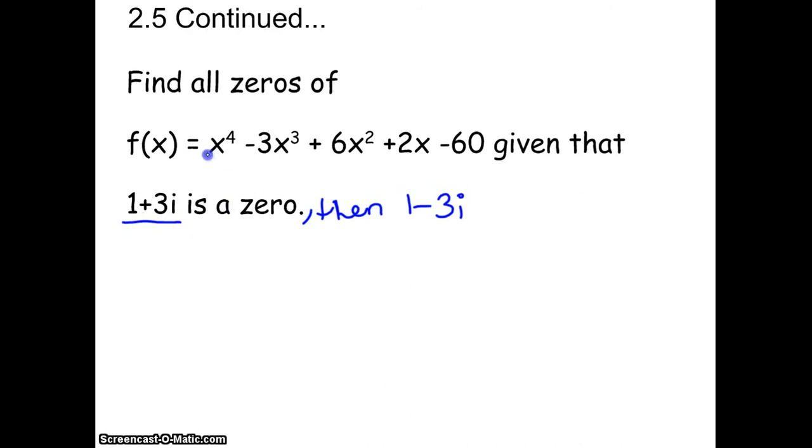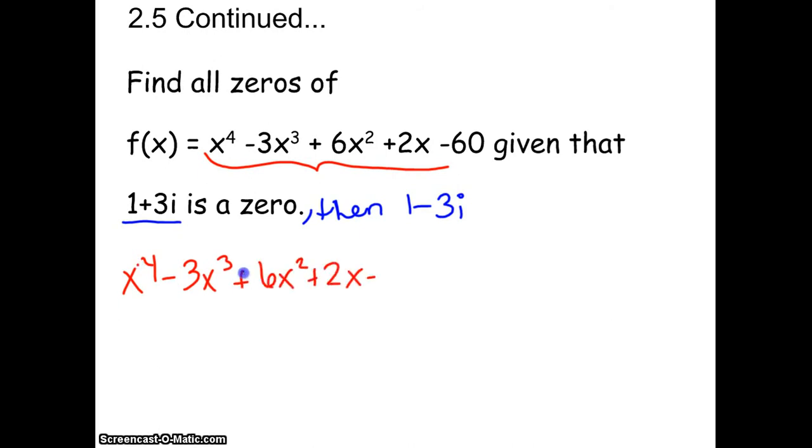Okay, so here's the big picture. I have this function. Okay, I have x to the 4th minus 3x cubed plus 6x squared plus 2x minus 60. If I were to factor that, I can't factor it now because it's 5 terms. If I were to factor this, there would be 4 factors. And I know that because the fundamental theorem of algebra says there are 4 complex solutions, because of that 4 there.